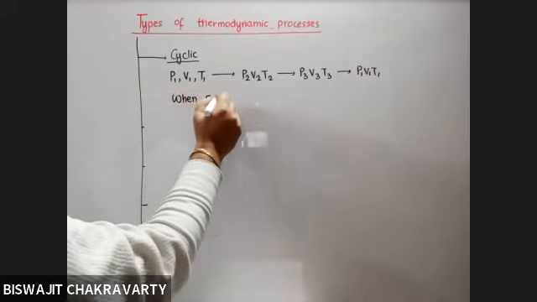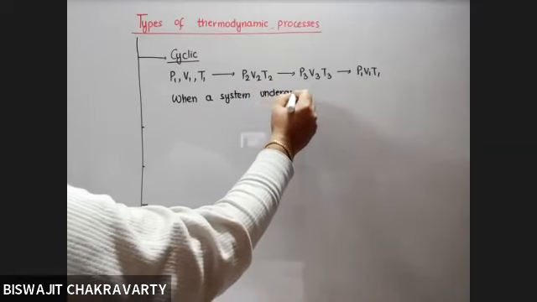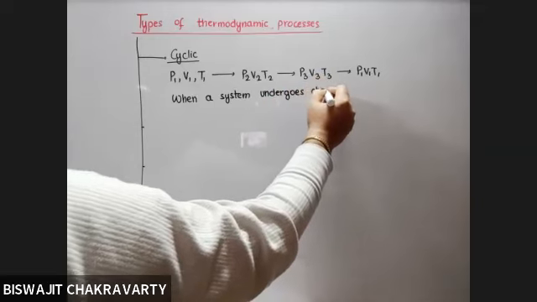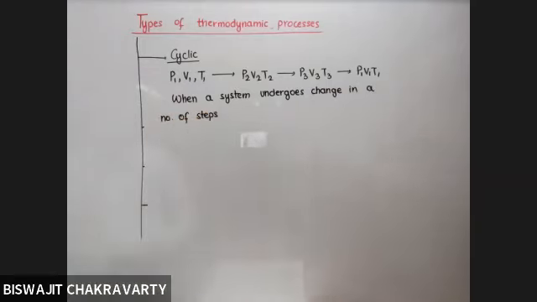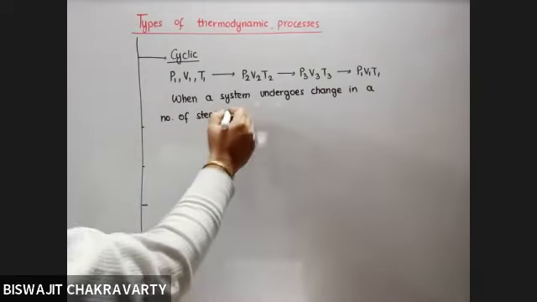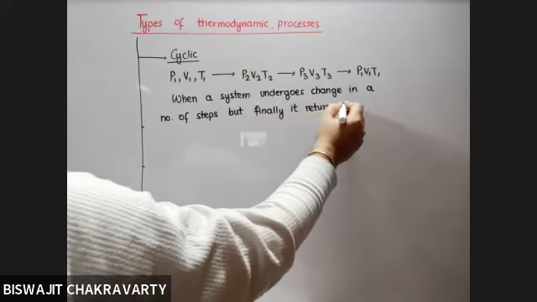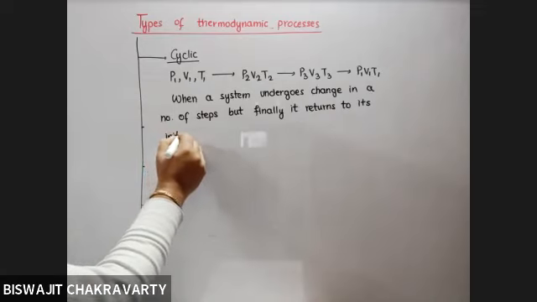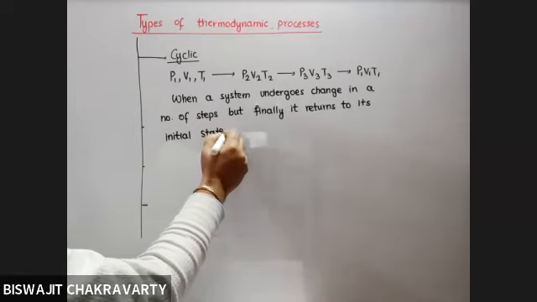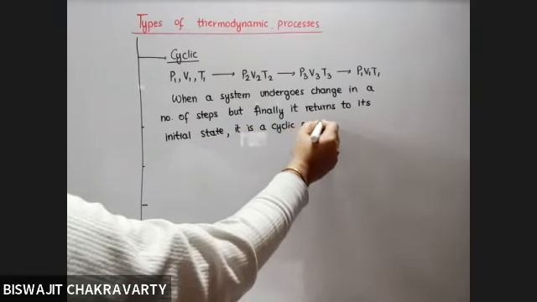When a system undergoes change in a number of steps, but what is important is finally it returns to its initial state, it is a cyclic process.